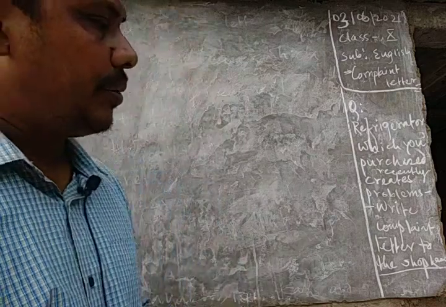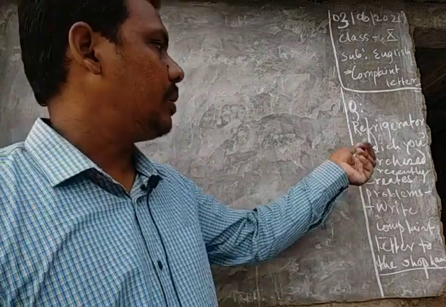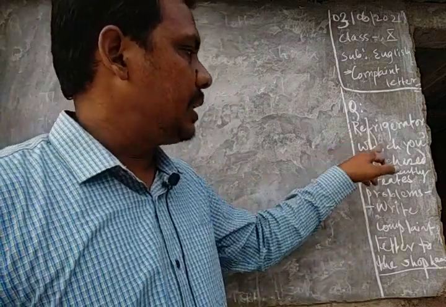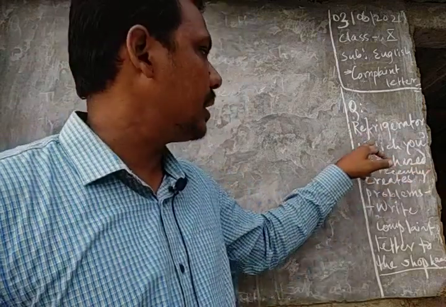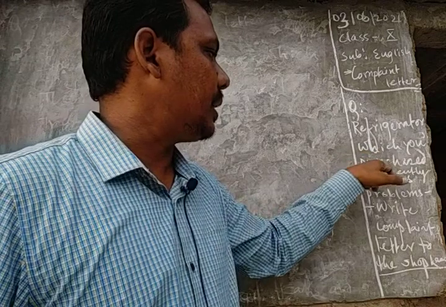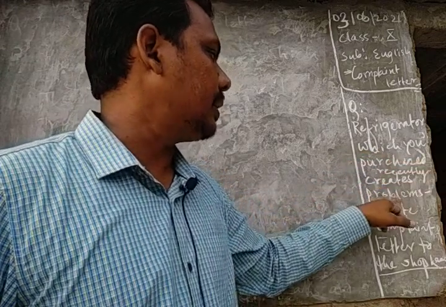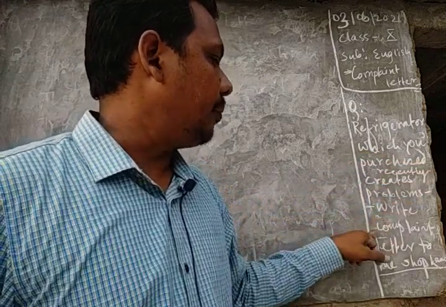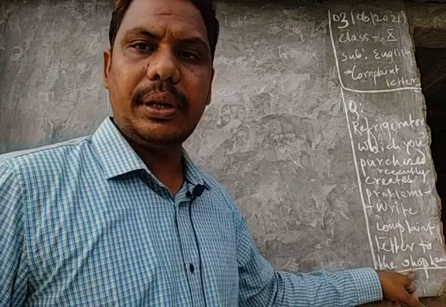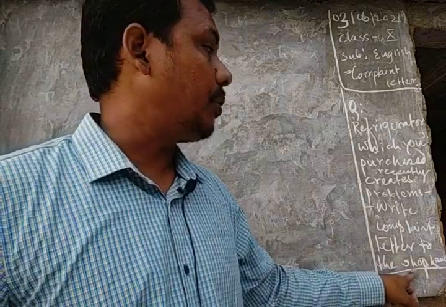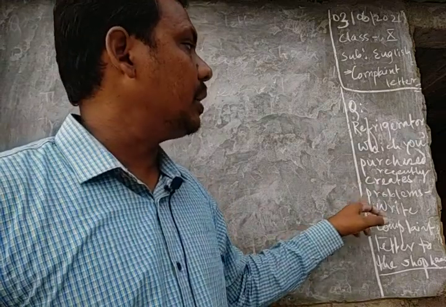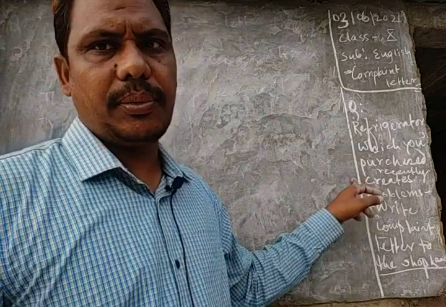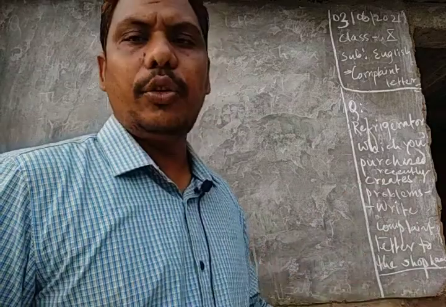Now today the next question we will solve, and that is: the refrigerator which you purchased recently creates problems. Write a complaint letter to the shopkeeper. Whom are you to write to? The shopkeeper. Now what is the problem here? The problem here is that the refrigerator creates problems, right? And you mention your name.